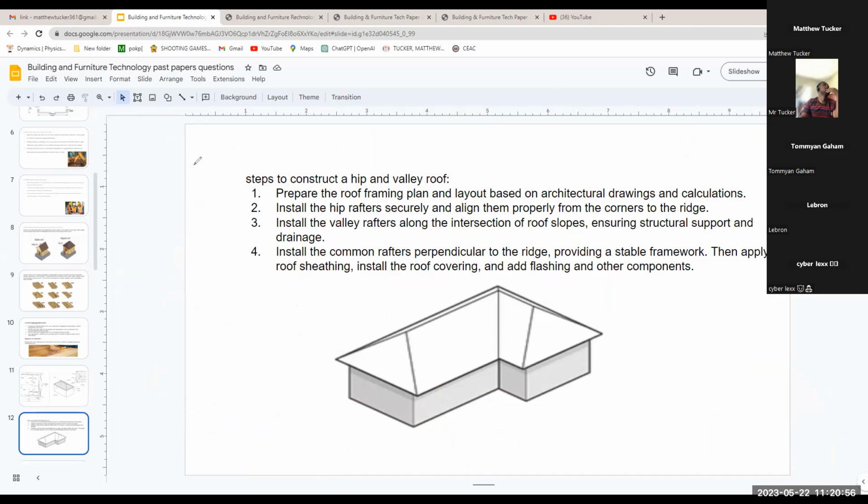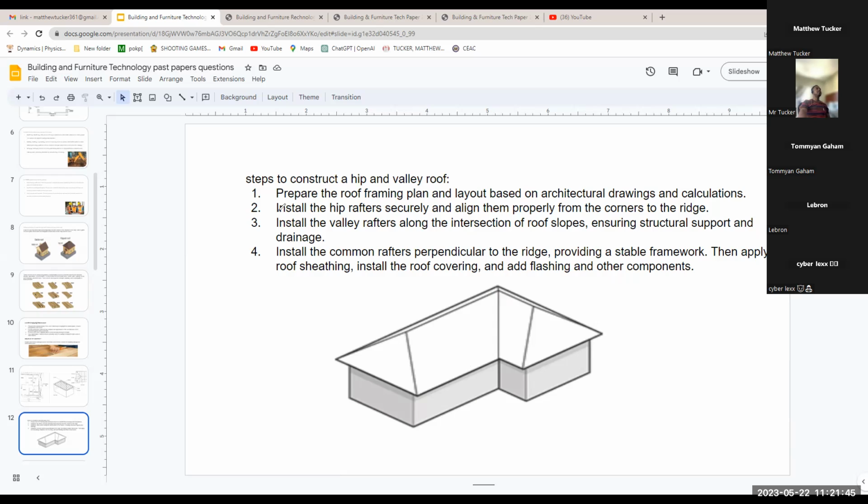Now, how do we construct a hip roof? Normally, they would ask you the steps, what is the first thing you do when you make a hip roof. So the first thing I would do is get the measurements. Then I prepare the roof framing plan layout based on architectural drawing and calculations. This is the roof framing plan, and you would know how to do it based on scale. What I want to do now is to first lay out the roof like this before I start adding the common rafters. And again, the common rafters would be the ones that I would place along this side here.